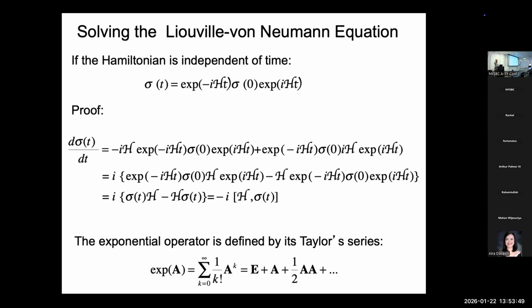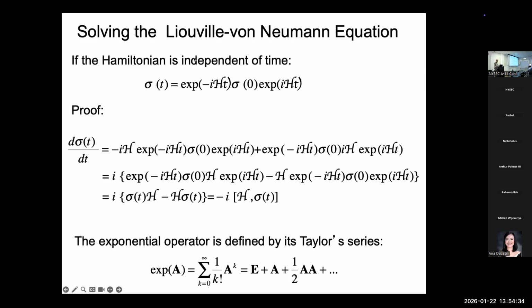And again, just like we had an answer for the Schrodinger equation when the Hamiltonian was independent of time, we have an answer for sigma if the Hamiltonian is independent of time. It's just the exponential of minus i Hamiltonian t, sigma, exponential of i Hamiltonian t. So again, if we can find a frame where the Hamiltonian is independent of time, we know how to propagate the density operator forward in time, and then we can undo the transformation and calculate our observables.